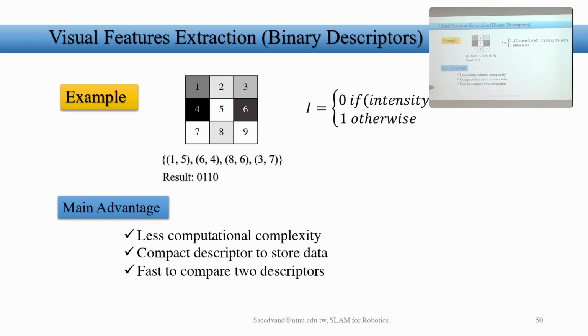What are the main advantages? It's clear: less computational complexity, a compact descriptor to store the data, it is smaller, requires less memory, and it is fast to compute the differences between two descriptors, because this binary value is very easy to compare in comparison to that one.